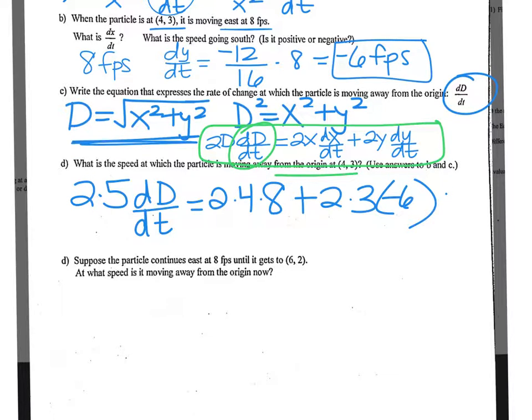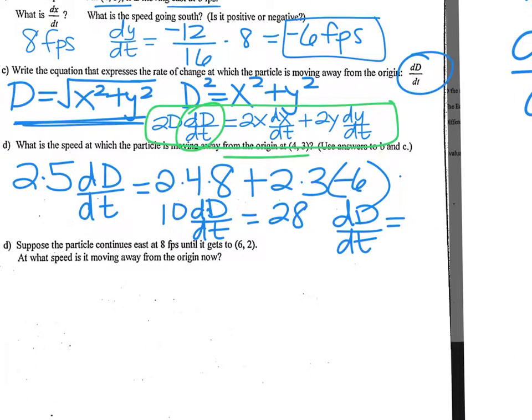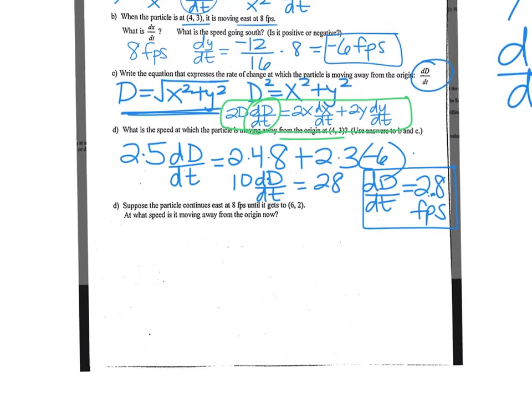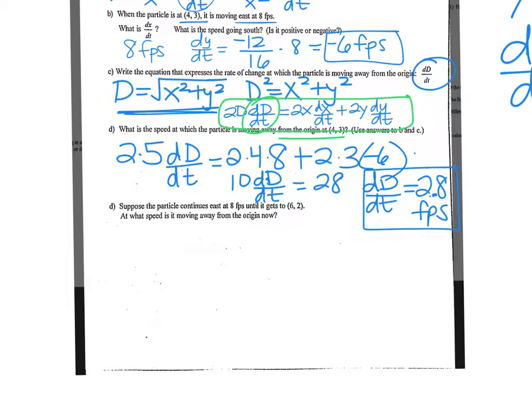All right, so we get, I should have divided everything by 2 earlier. Is that 2 times 4 times 8? Yep. So you get 10 dd dt equals, this side is 28. Divide by 10. So the particle is moving away from the origin at a rate of 2.8 feet per second. 2.8 feet per second. Don't forget, if the problem has words in it, your answer has words in it, right? Most of the time.